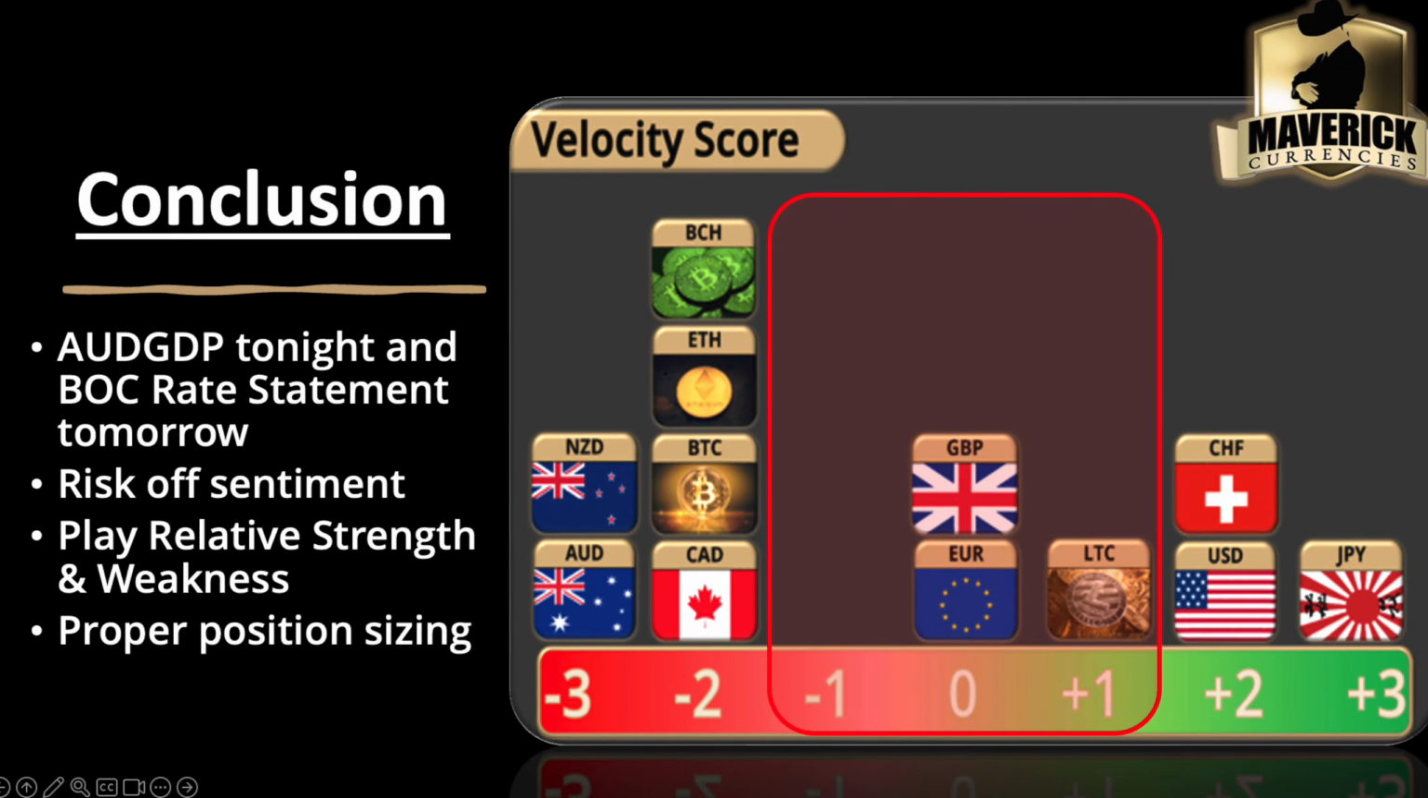Again, Aussie GDP tonight and the Bank of Canada decision tomorrow, along with looking at the market sentiment, seeing the broader markets, and seeing if we dip again tonight or if we recover. Risk-off sentiment again for now, so we're going to stick with that. Play relative to our weakness, and then again, watch out and have good position sizing.